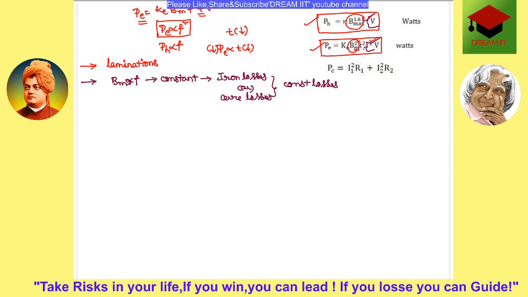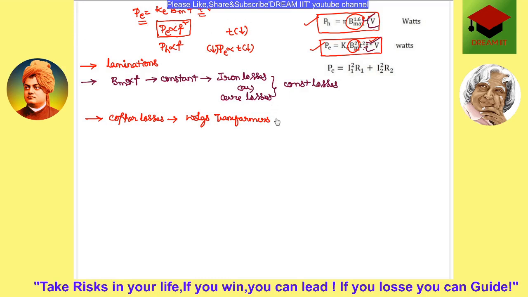Let us come to the other losses of the transformer. When we come to those, that is the copper losses. So copper losses are appearing in the windings of the transformer. These losses are appearing in the primary winding. As we know, in the transformer we have two windings, one is the primary winding and the other is the secondary winding.